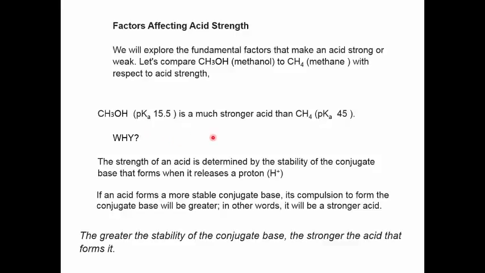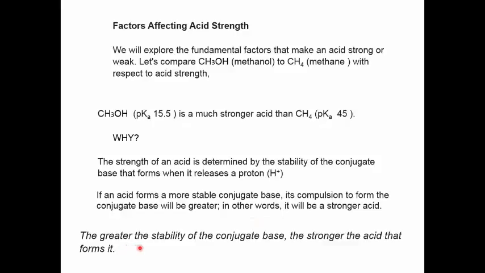Well, the strength of an acid can be judged by, and is fundamentally determined by, the stability of the conjugate base that it forms when it releases a proton. If the acid forms a more stable conjugate base, it will be a stronger acid, because if the conjugate base is more stable, the acid's compulsion to form that base will be greater. In other words, the acid will be stronger. So we have this: the greater the stability of the conjugate base, the stronger the acid that forms it.